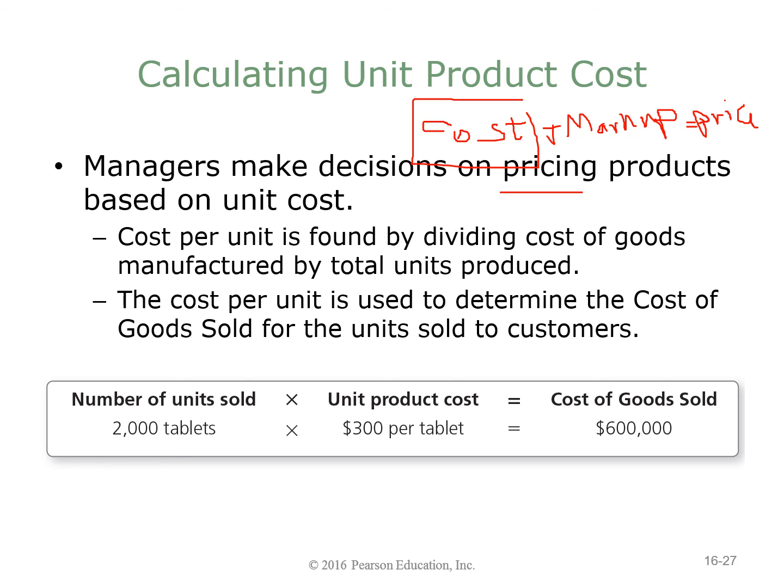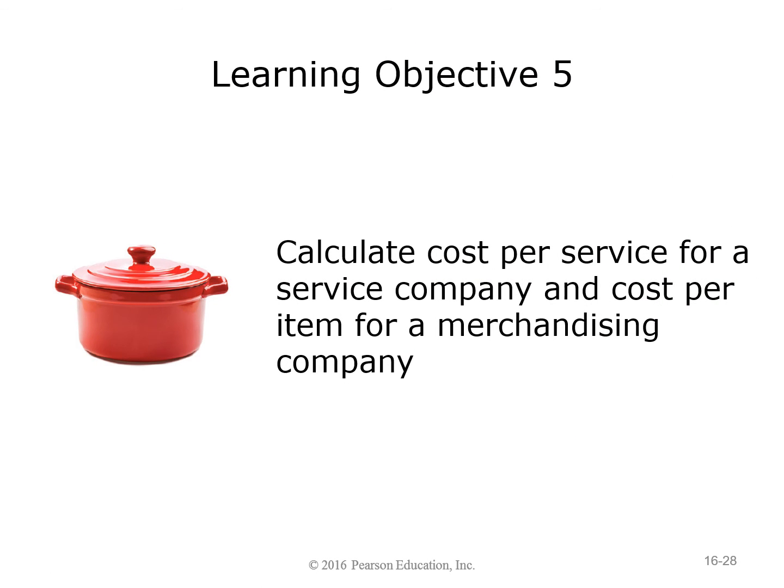The cost per unit is found by dividing the cost of goods manufactured by the total units produced. Whenever we get the cost of goods manufactured, we divide it by the total number of units, so we have the cost per unit. The cost per unit is used to determine the cost of goods sold for the units sold to customers. So now if I have the number of units sold, 2,000, and I know the cost per unit is $300, it is $600,000. So now we reach the cost of goods sold if we have the cost per unit.